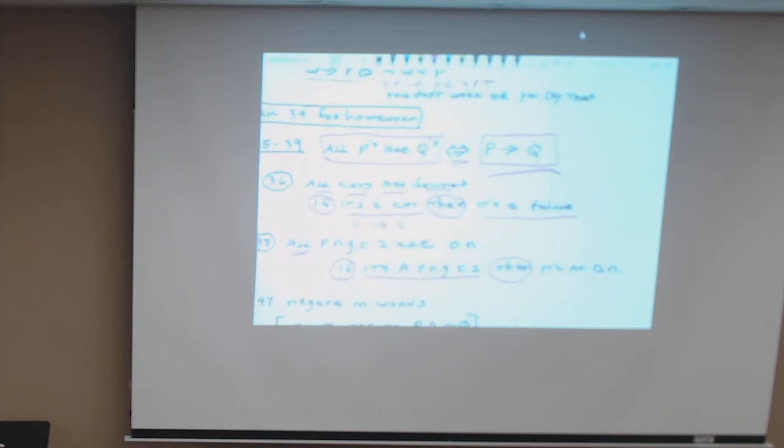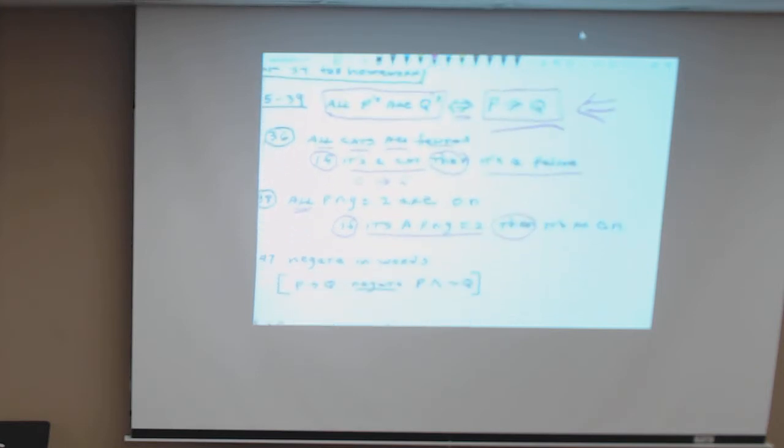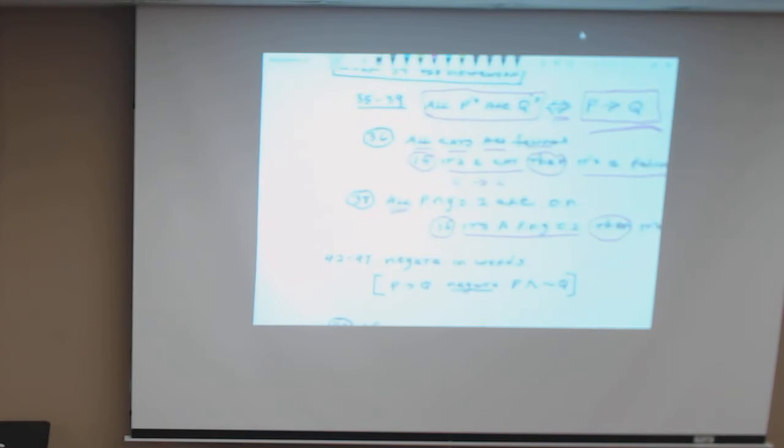You see what we're doing? We're using this information right here, this equivalence thing, to restate some statements using the word all. 42 to 47, negate. Now we're talking about negating something.